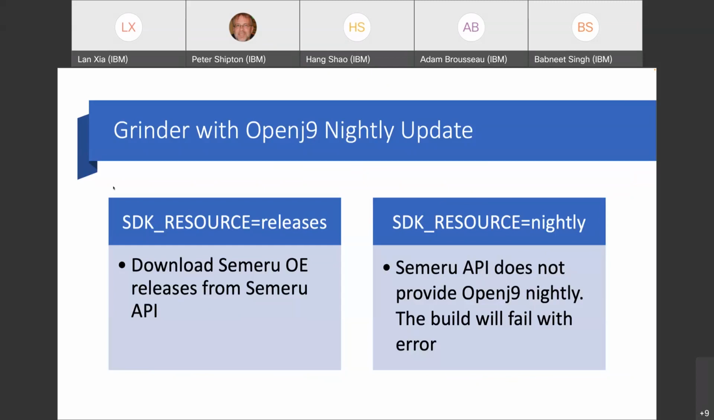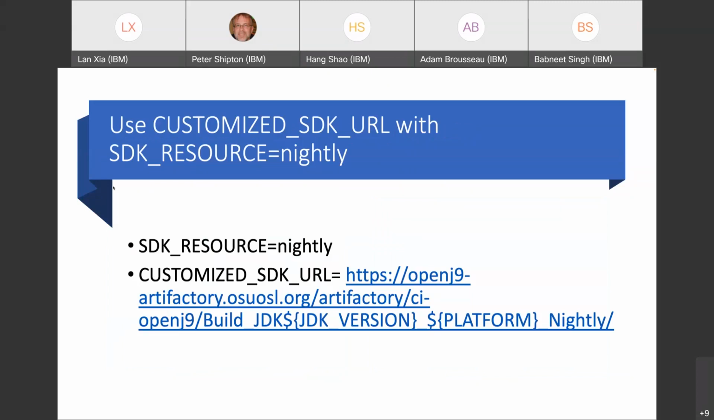Because a couple of developers got stuck on this, we thought that would be a clear message to send out if you try to do so. Then the question becomes, okay, I want to get nightly OpenJ9, what should I do? We talked about using SDK resource equal to nightly and customize SDK URL in the previous session.